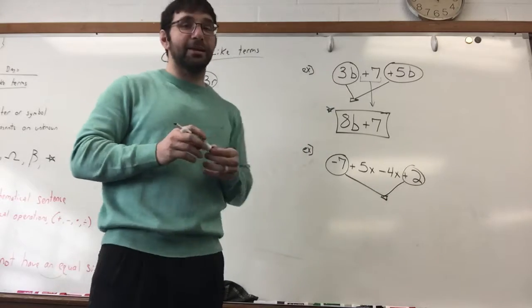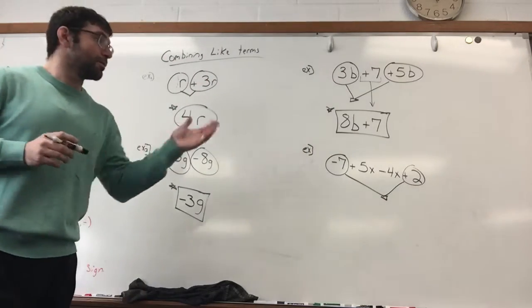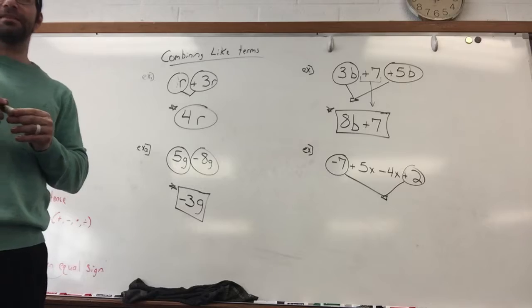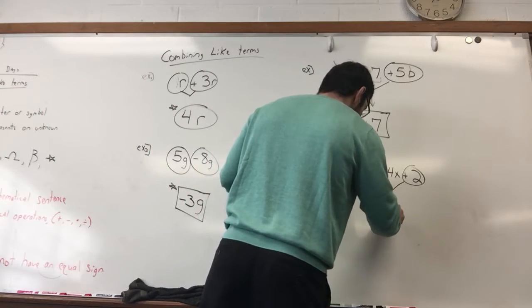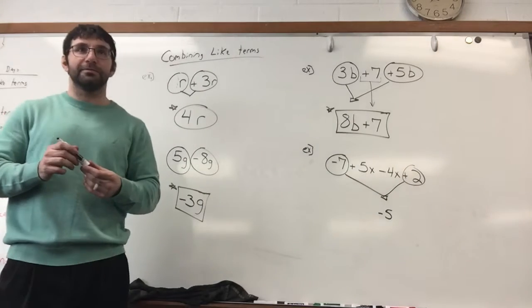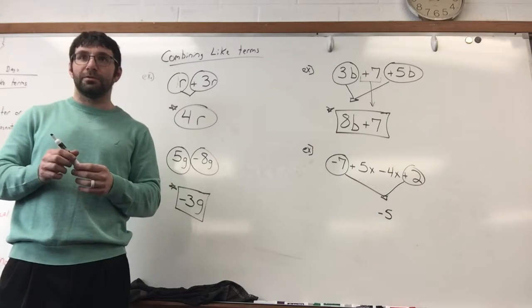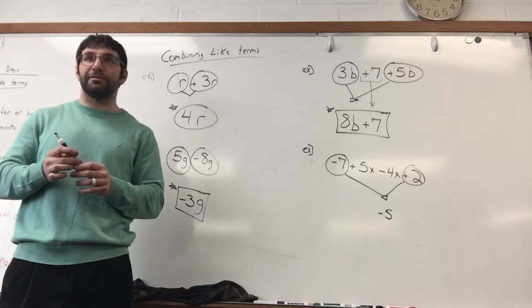This is where the adding rules come in. Well, they're different signs. We forget the signs, we subtract. 7 minus 2 is 5. The bigger number is the 7. So it gives me negative 5. Questions on how I got negative 5?